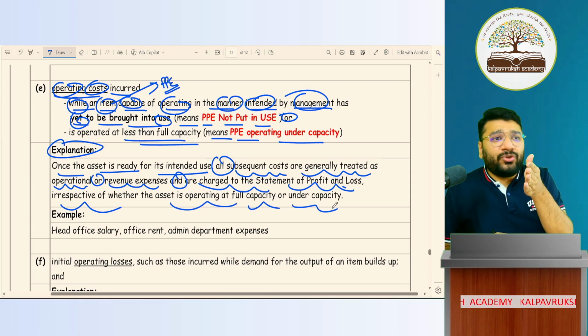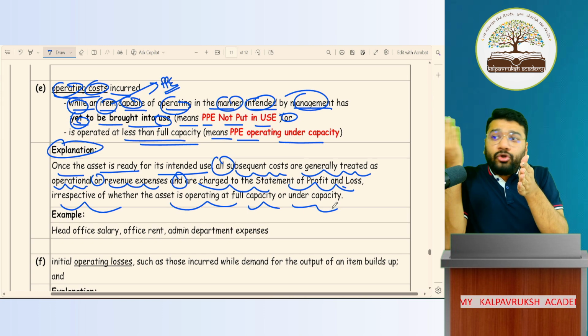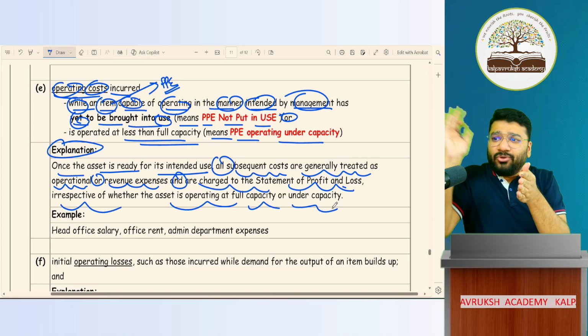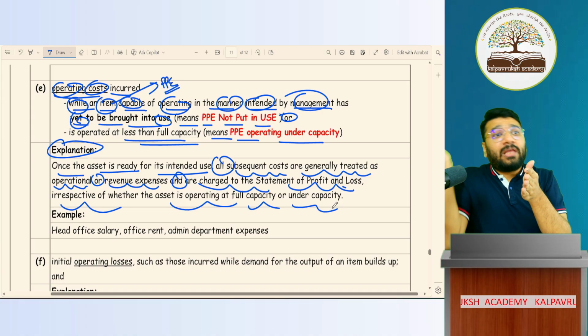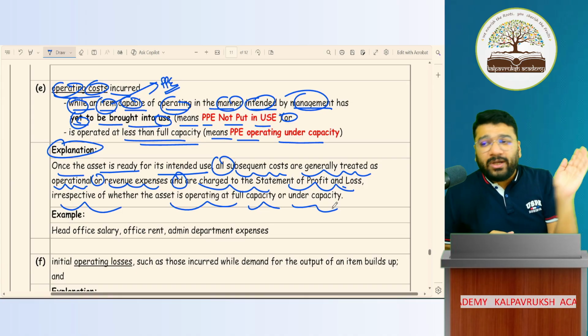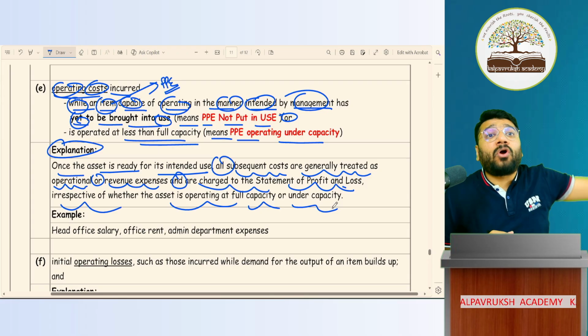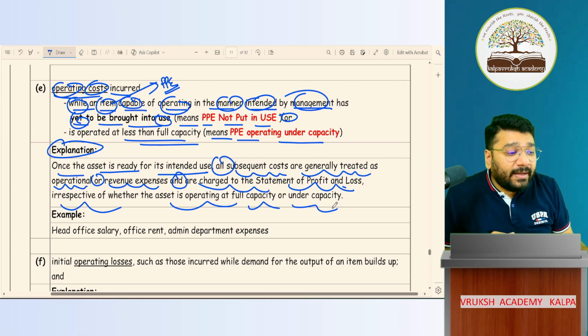Once the asset is ready for use, whether you use it or you don't use it, cost will come. Can I capitalize that cost? No. I'm using it, but not at full capacity, under capacity. Whatever it is, after the asset is ready for use, whatever expenditure you incur is an operational expenditure. That will never be a part of the cost of PPE. Got it, not got it?